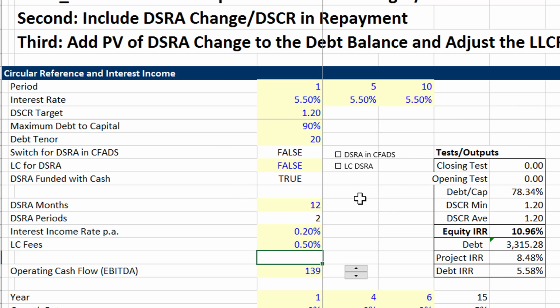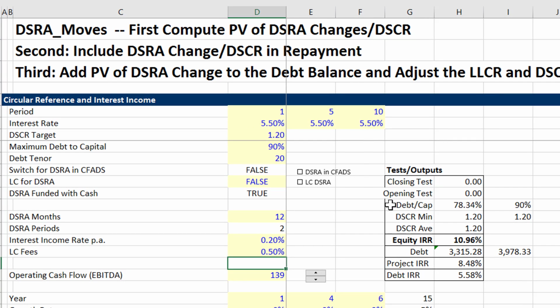Now, we have a debt to capital ratio of 1.6, a constraint of 90%. So I'm going to put 1.3. I'm going to make that, oh, let's put 1.15. Okay, we're still below the debt to capital constraint, but later we'll put an 80% in.